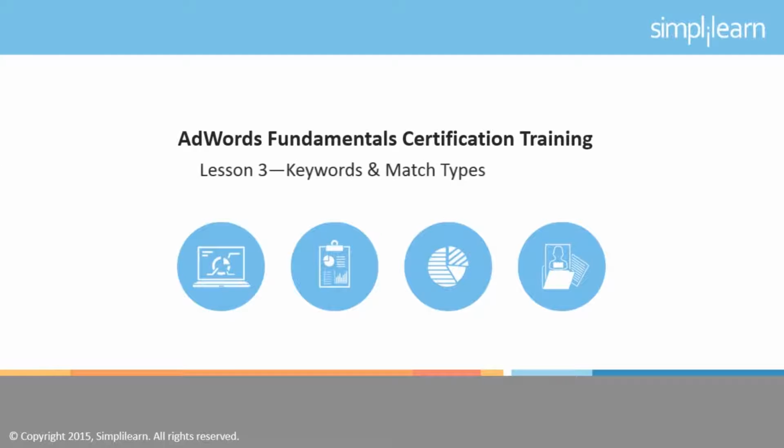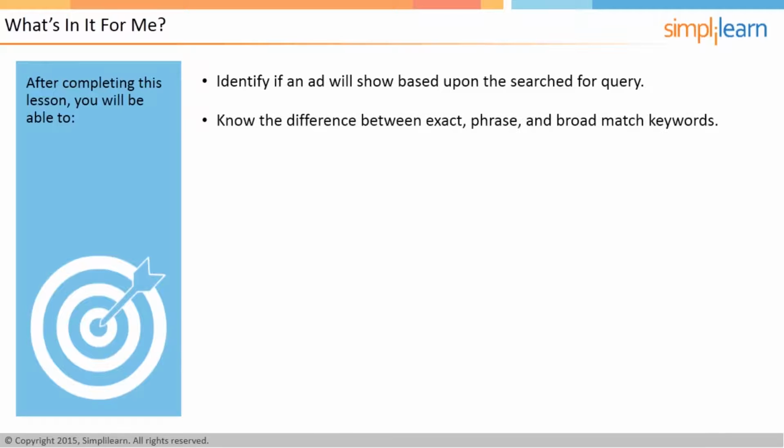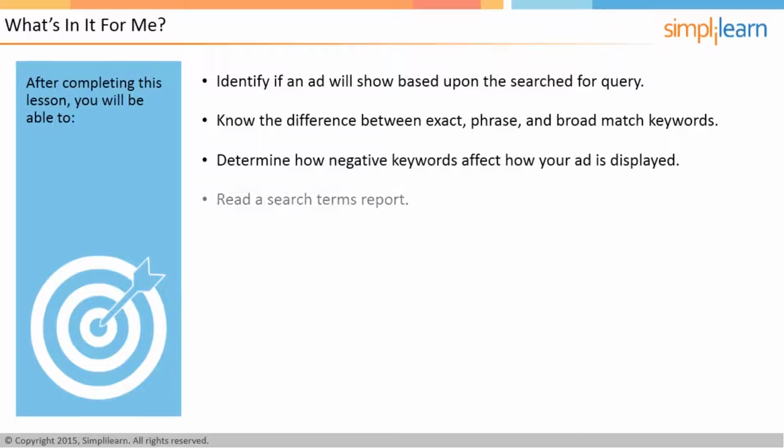In this lesson, we will dive deeper into keywords to show you how you can control how closely related the search query is to your keyword before your ad can be displayed. This is known as match types. After completing this lesson, you should be able to identify if an ad will show based upon the search query, know the difference between exact, phrase, and broad matched keywords, determine how negative keywords affect how your ad is displayed, and read a search terms report and then work with the search query data.